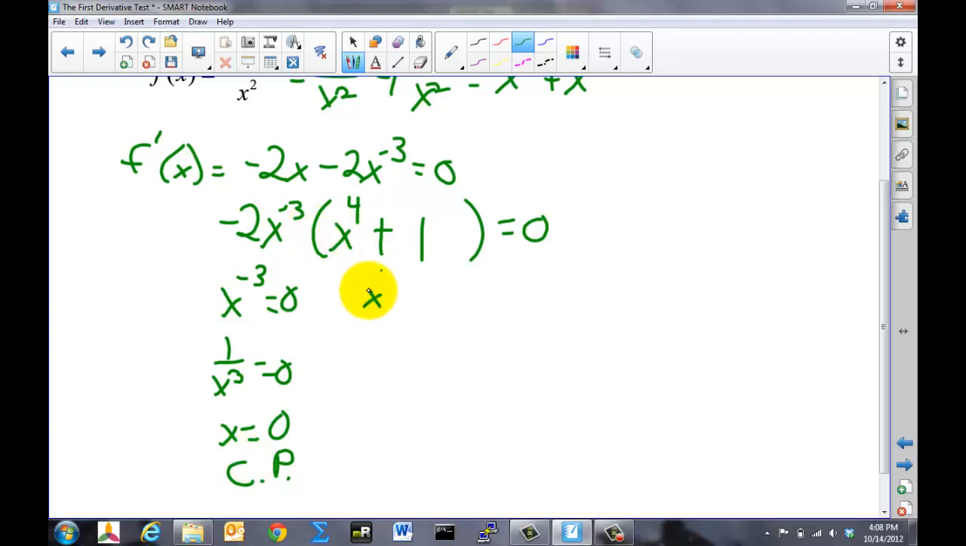Well, what about x to the 4th plus 1 equals 0? Let's think about this for a second. We're taking a number and raising it to the 4th power. So that's going to be a positive number, or 0, right? Then we're going to add 1 to it. That's going to make it a positive number. So this is never equal to 0. So we've only got one critical point, at x equals 0.